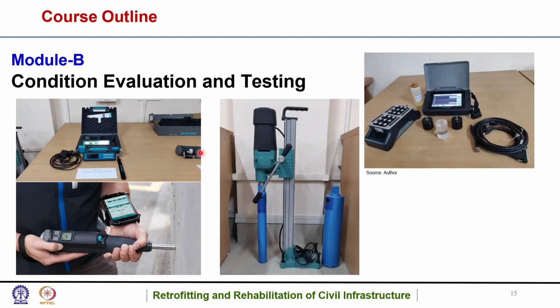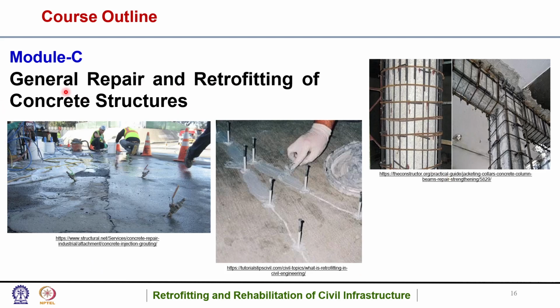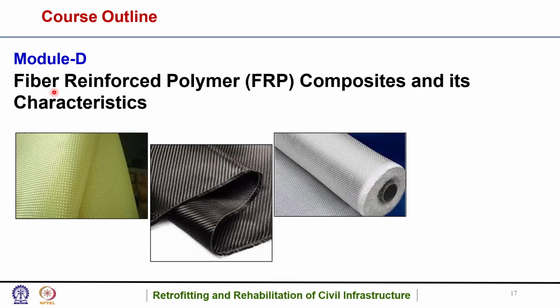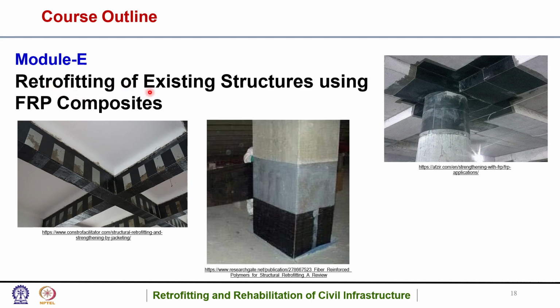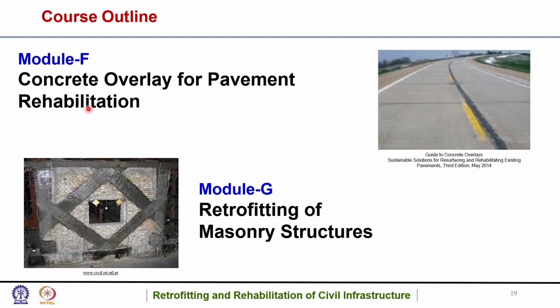The second module, which we'll be studying in upcoming classes, will be on condition evaluation and testing. The third module will be on general repair and retrofitting of concrete structures. The fourth module will be on FRP composites and their characteristics. The fifth module will be on retrofitting of existing structures using FRP composites. The sixth module, module F, is concrete overlay for pavement rehabilitation. So we have also a week assigned for understanding how to repair, rehabilitate and retrofit pavements.